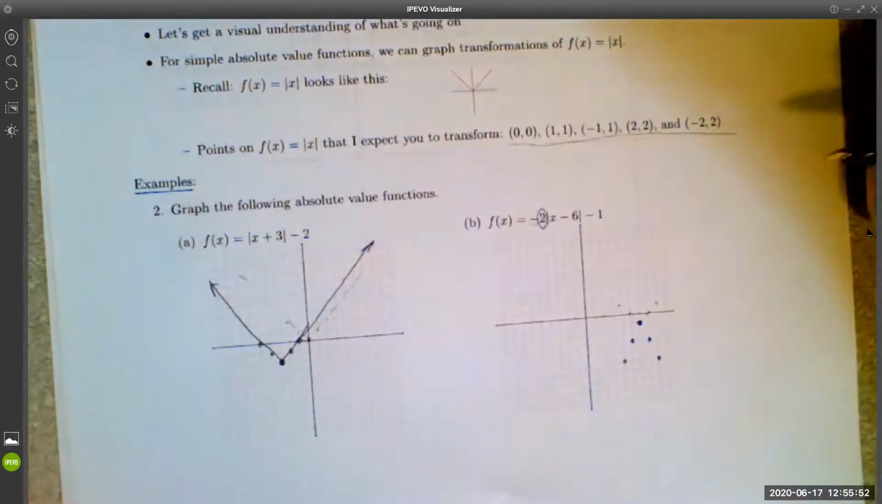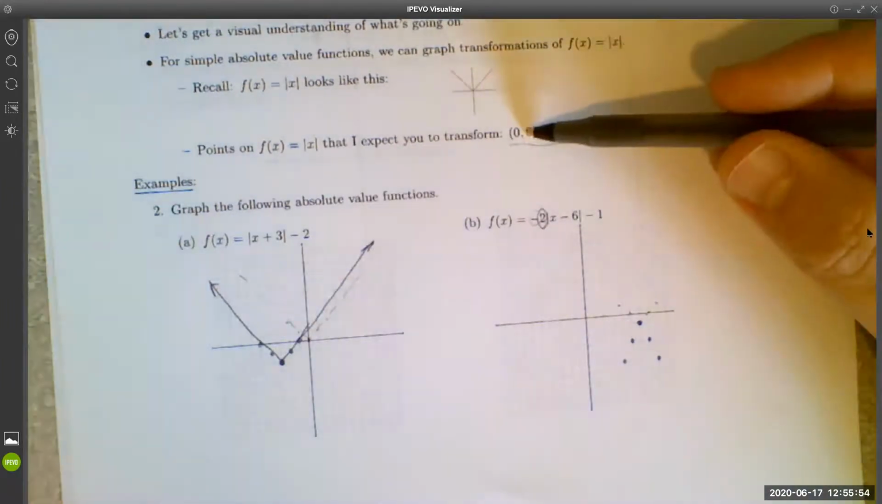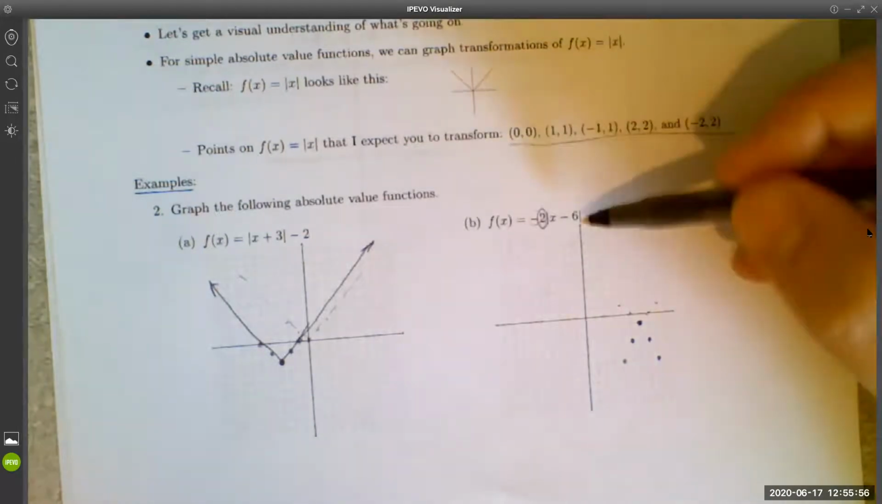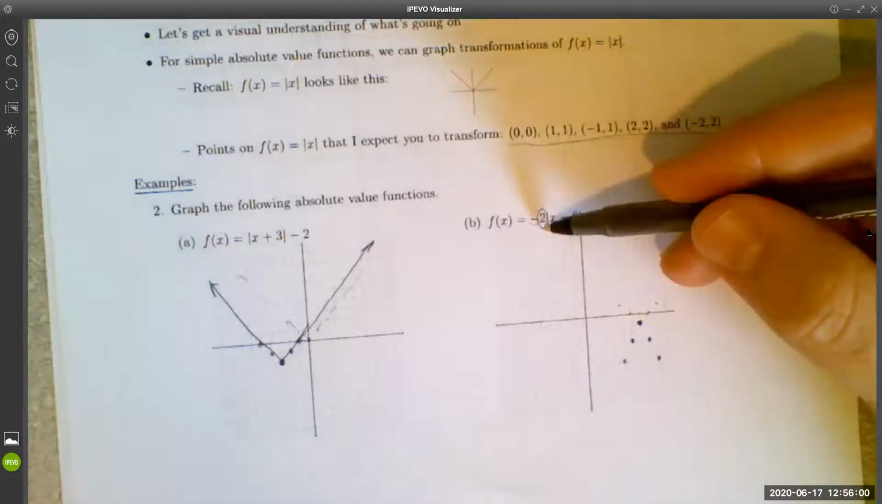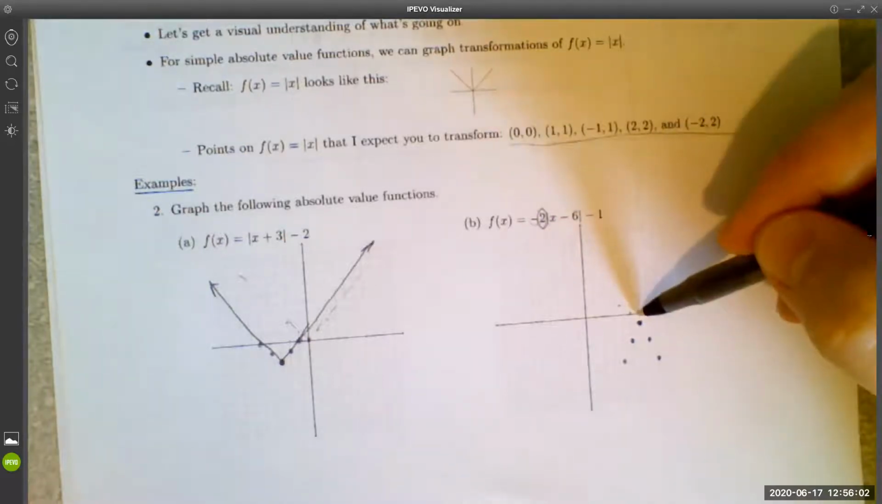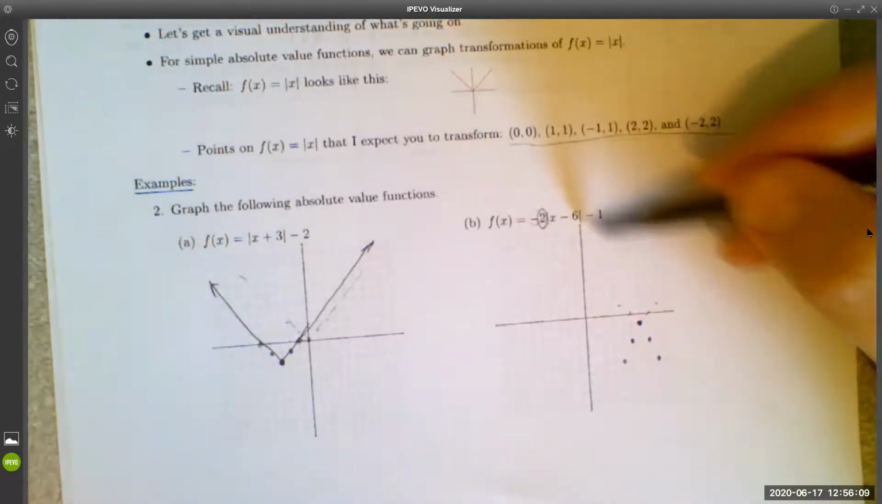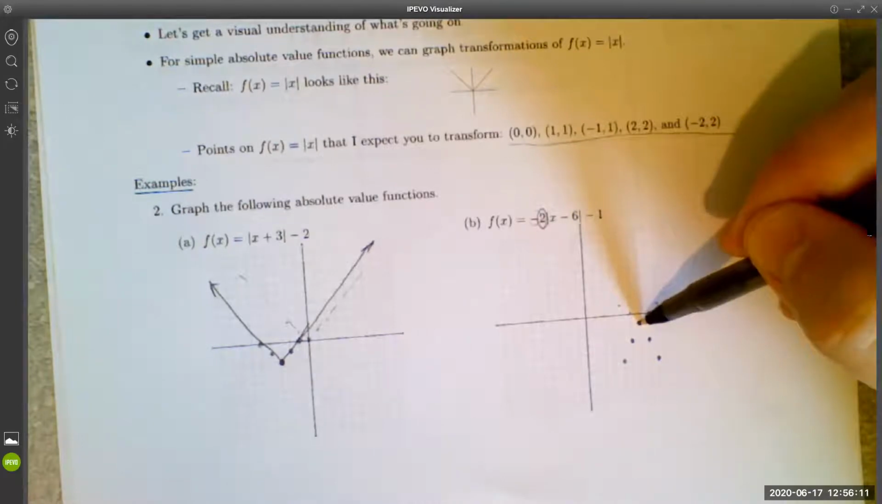So that's what that's going to look like. Again, you could do this point by point. So you could say, well, 0, 0. First, it's going to be shifted right 6. Then the y coordinate is going to be multiplied by -2. Well, 0 times -2 is still just 0. And then it's going to be shifted down 1, right? So that's where 0, 0 ends up.